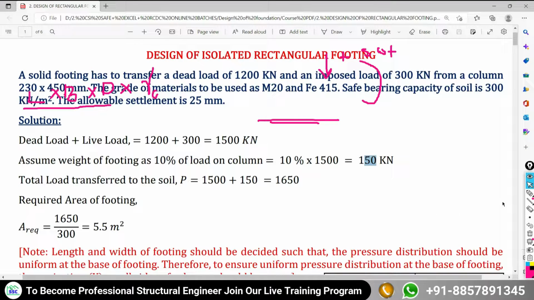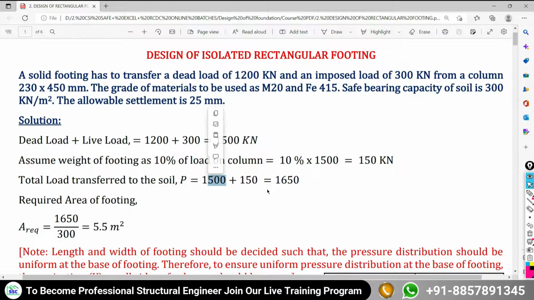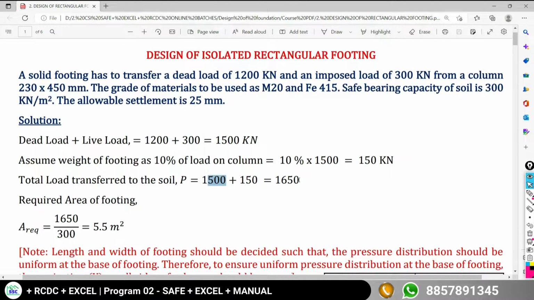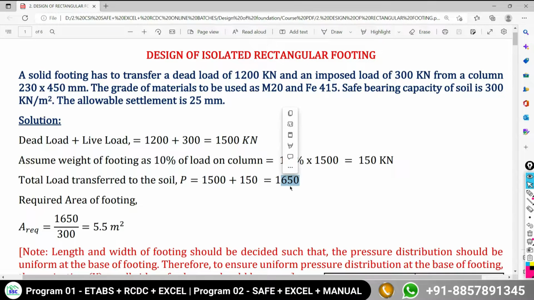Okay, so the same thing we are going to implement here. That is, the total load transferred to the subsoil will be equal to 1500 kilonewton plus 150 kilonewton. It is going to become a total of 1650 kilonewton. Here it is in kilonewton.